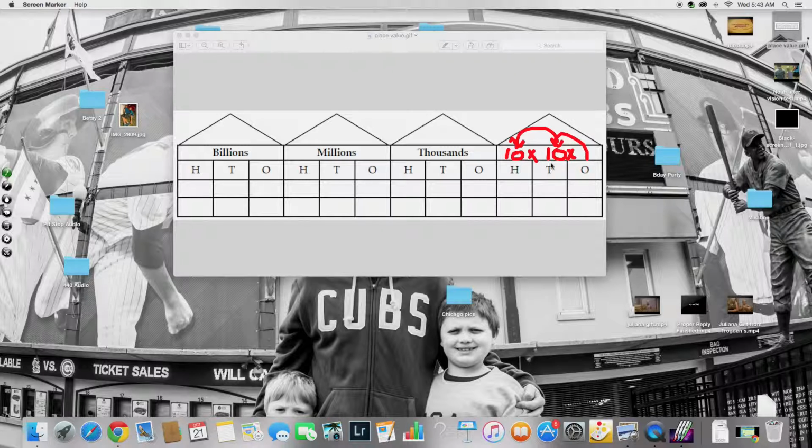All right. But then the hundreds, since they're two groups away, it's 10 and another 10, 10 times 10. So hundreds are 100 times as large as the ones.